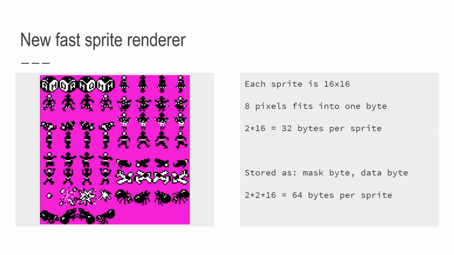So each sprite is 16 by 16. 8 pixels fits into a single byte, so you have 2 bytes per line, and 16 lines down gives you 32 bytes per sprite. But these are masked sprites, so the first byte is the mask, and the second byte is the actual data, so you double that, you're talking 64 bytes per sprite. So when you're drawing a sprite, you're copying 64 bytes of data around, merging it with the screen.